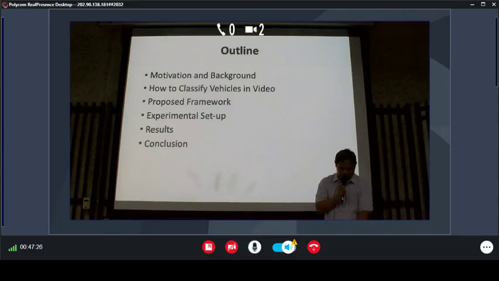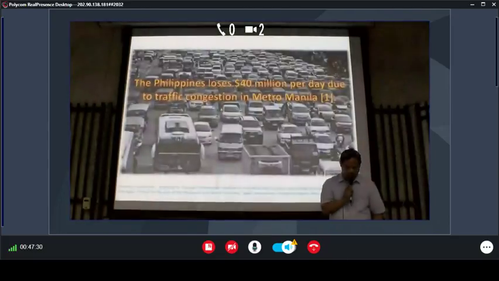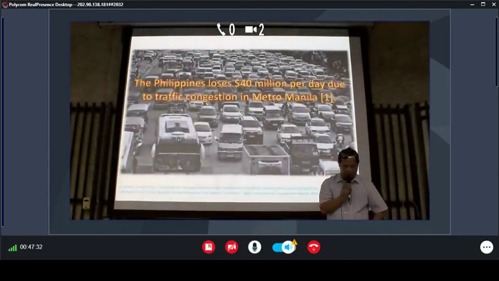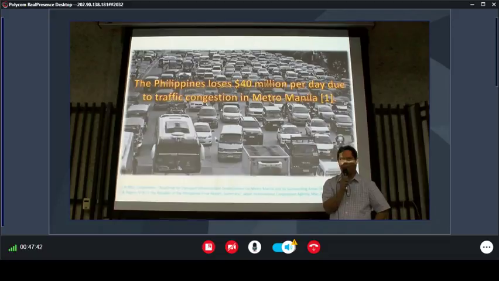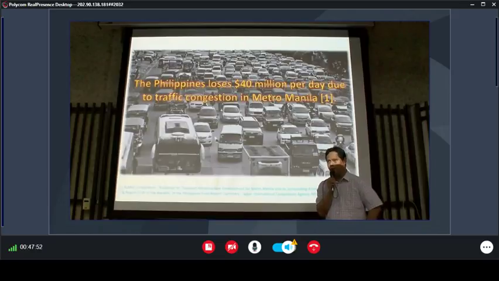So for some motivations before I begin, it was reported by a Japanese agency, I think JICA, back in 2011, that traffic conditions cost about $40 million in revenue in terms of productivity. So this was way back in 2010, 2011. That's how much revenue we're losing in terms of people's productivity. People are stuck in traffic rather than doing something productive.